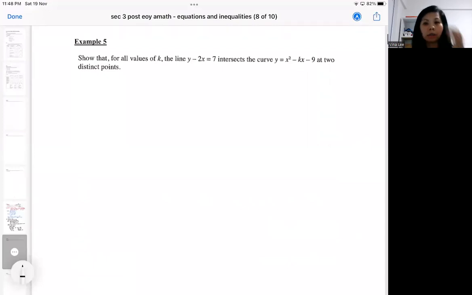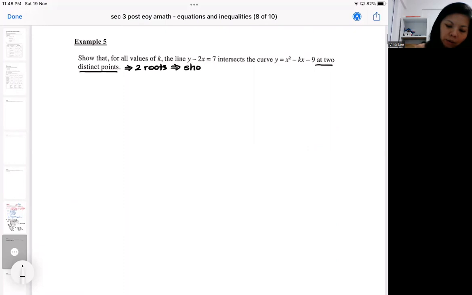So this question is another explanation question. We are trying to show that the line intersects the curve at 2 points. The 2 points represent two roots. So your job is to show two roots, which means showing that the discriminant is always positive. So this is the objective.